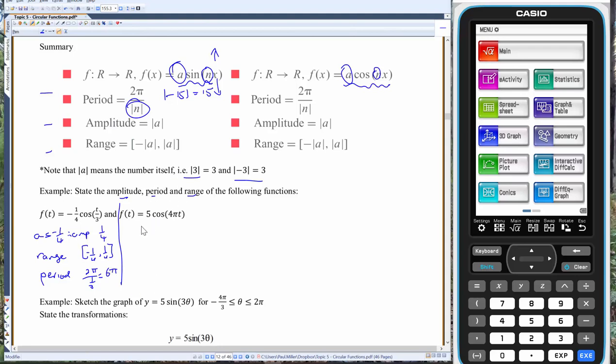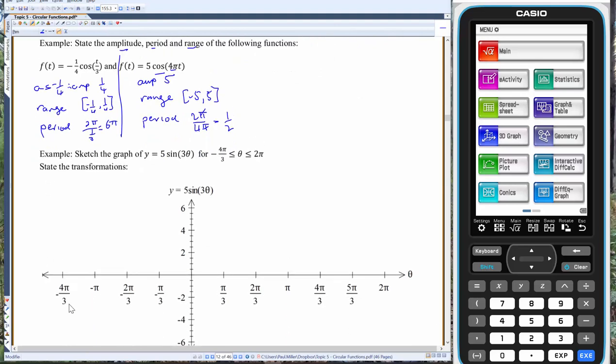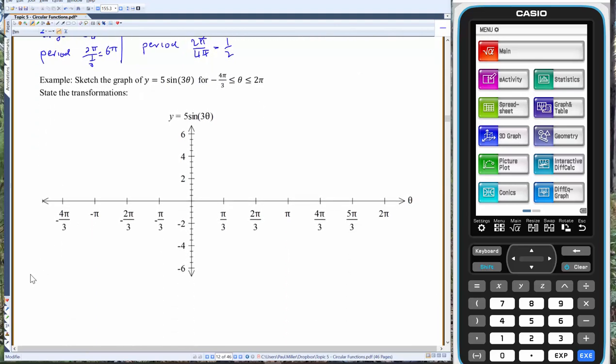Okay, over here we've got an amplitude of 5. Our range is going to be -5 to 5. And our period for this one is going to be the standard period of the cosine function divided by the coefficient here, which is 4 pi, so the period equals a half. All right, so let's get a sketch graph going.